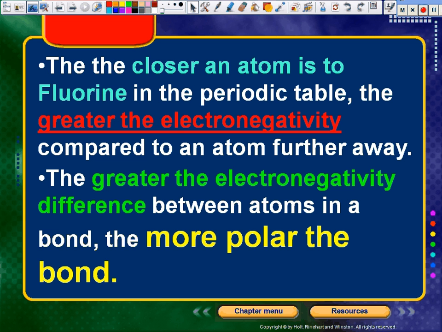So again, as we get closer to fluorine, the more electronegative they are compared to an atom farther away. The greater the electronegativity difference between an atom and a bond, this is probably one of the most important concepts that you're ever going to learn in this chapter right here. I'm begging you to please know this little thing. The greater the difference between the atoms, what happens?